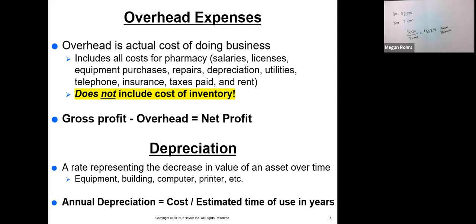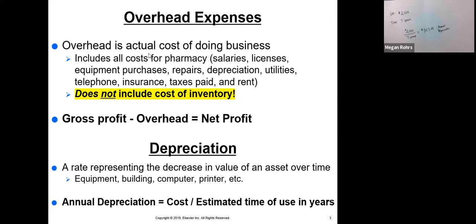So salaries, licenses, just keeping up to date with the general state licenses, things like that. Equipment purchases, new computers, new printers, anytime something needs repaired in the pharmacy. Depreciation, what we just considered, the value that our assets are losing over time. Utilities, it costs to have the lights running, water, telephone, insurance, taxes, and then rent. So just some examples of the costs of doing business.